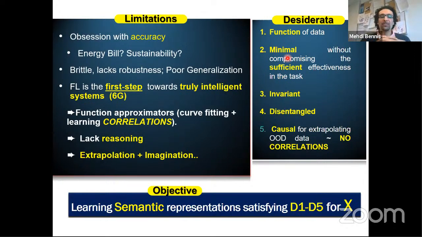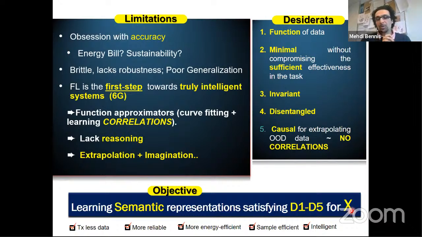And now the new objective that I am proposing to the entire research community is to start to learn new representations which are semantic and fulfill this 1 to 5 desiderata, to be able to do X. So what is X here? X could be model training, inference, control, reasoning, even communication, right? This is actually how 6G will be.